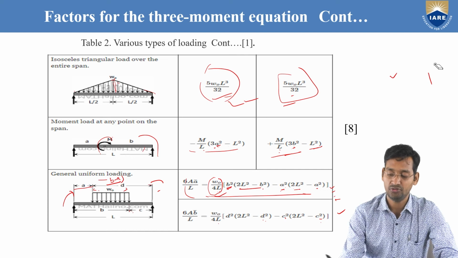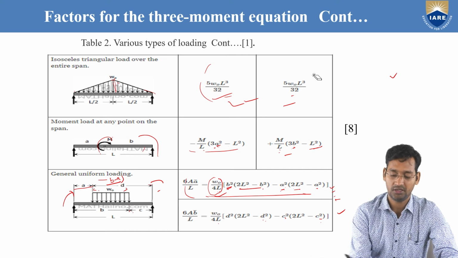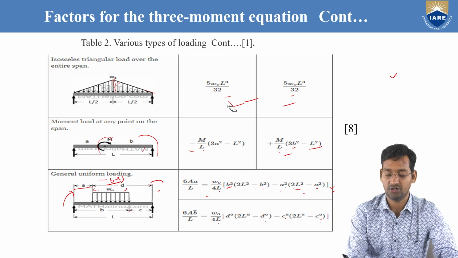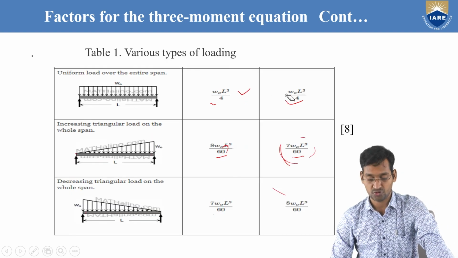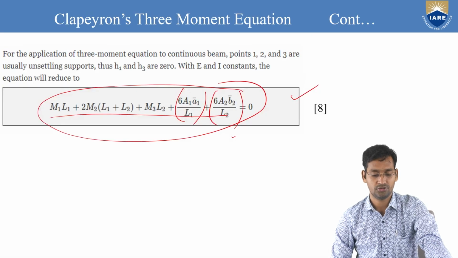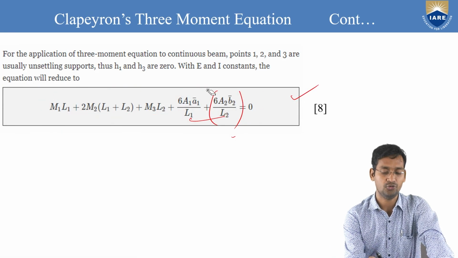So this table you have to remember, right? And directly you can substitute and then you will get the Clapeyron's equation. Generally, if they ask in the question to just derive the Clapeyron equation, then no need to put these values, you can directly leave it here.